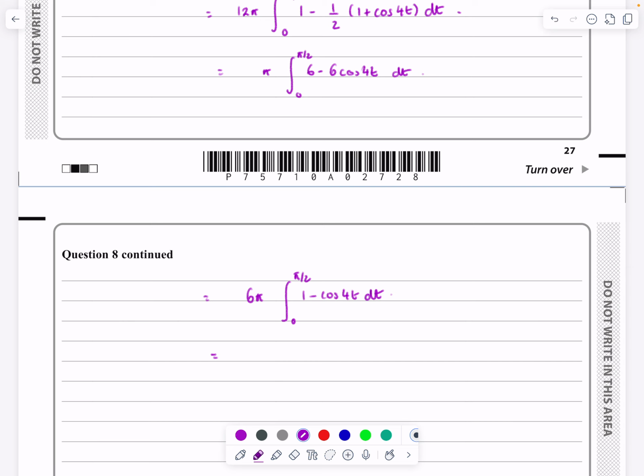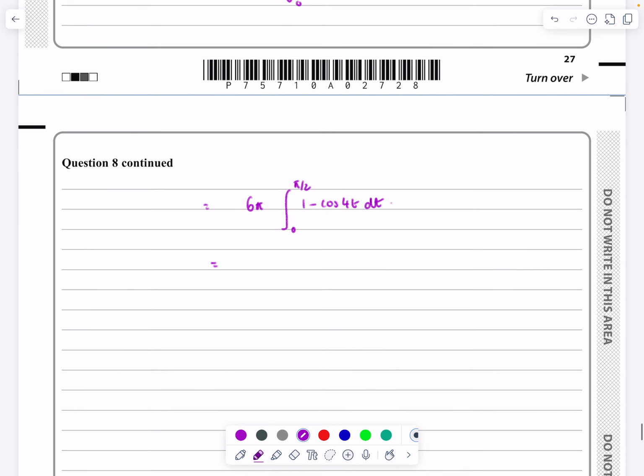And so now we can integrate these. Integration of 1 is t, and the integration of cos 4t is a quarter sine 4t. It's a minus, so the minus will stay in there. Minus quarter sine 4t. All that's between pi over 2 and 0. Remember, we've got the 6 pi in there already.